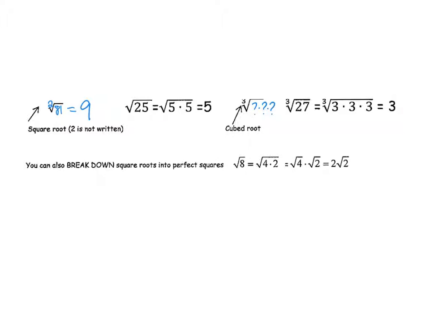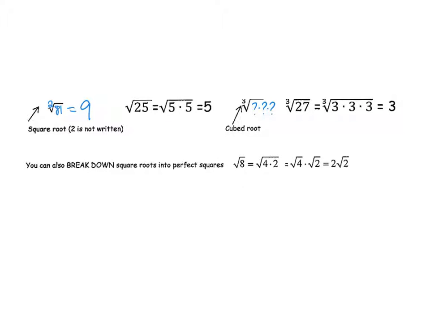You can also break down square roots into perfect squares. Perfect squares are, ready? 4, 9, 16. Do you understand why? 4 is a perfect square, 9 is a perfect square, 16, 25, 36, 49, 64, 81, 100. Those are called perfect squares because they perfectly break down because 2 numbers multiply to make them.